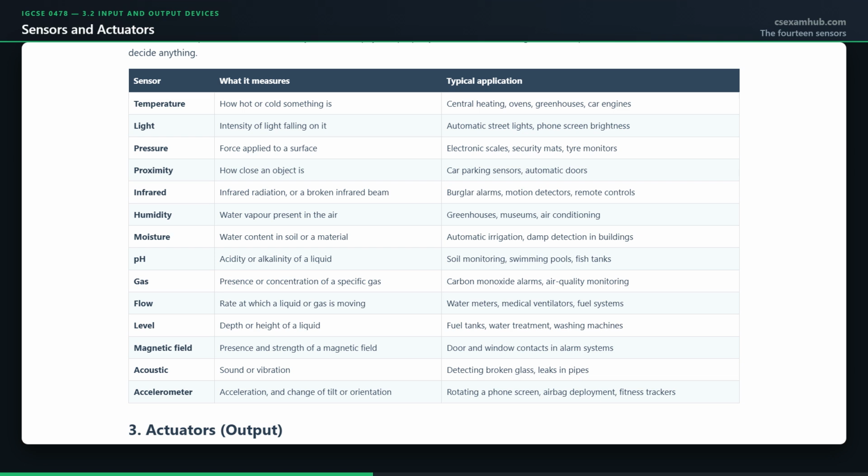Level measures the depth of a liquid in a fuel tank or a washing machine. Magnetic field detects a magnetic field, which is how a door contact in an alarm system knows the door has opened. Acoustic detects sound or vibration, breaking glass or a leak in a pipe. And an accelerometer measures acceleration and change of tilt, which is what rotates your phone screen and what fires an airbag.